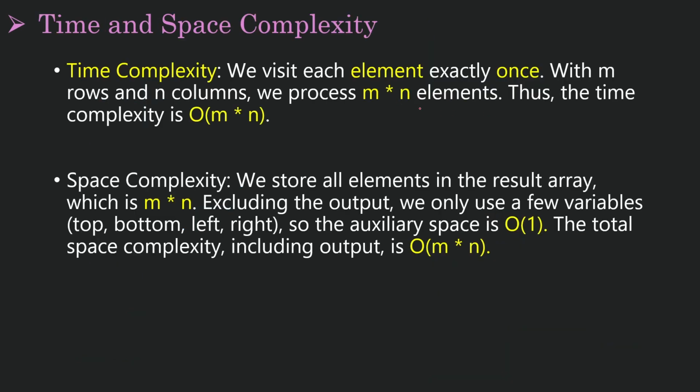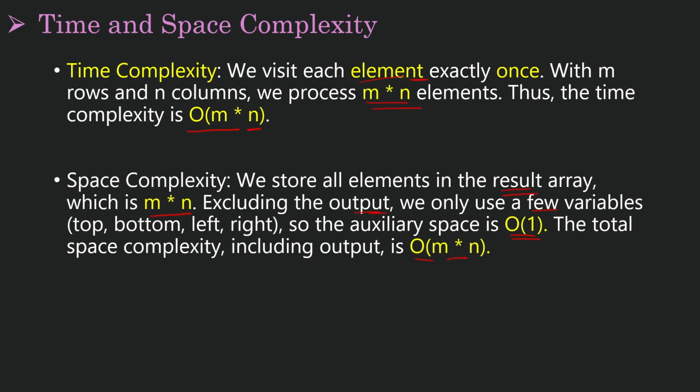Time complexity. We visit each element exactly once. With m rows and n columns, we process m cross n elements. Thus, the time complexity is O(m × n). Space complexity. We store all elements in the result array, which is m cross n. Excluding the output, we only use a few variables, top, bottom, left, right, so the auxiliary space is O(1). The total space complexity, including output, is O(m × n).